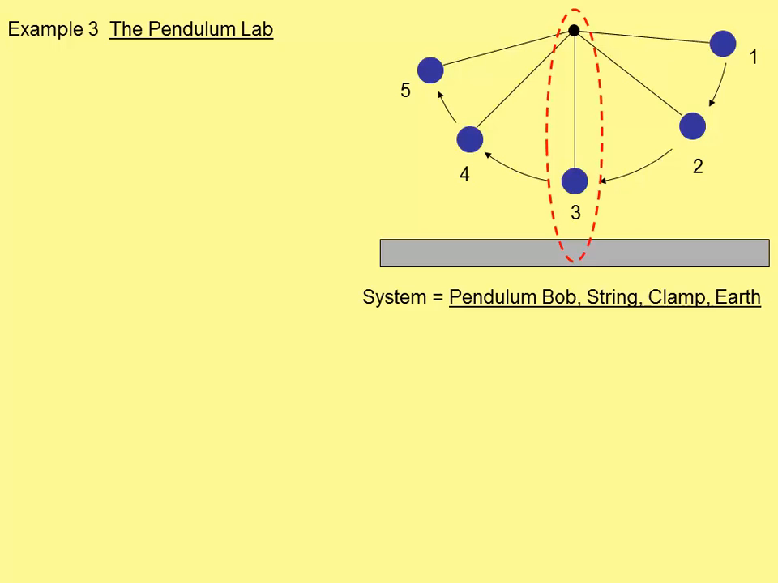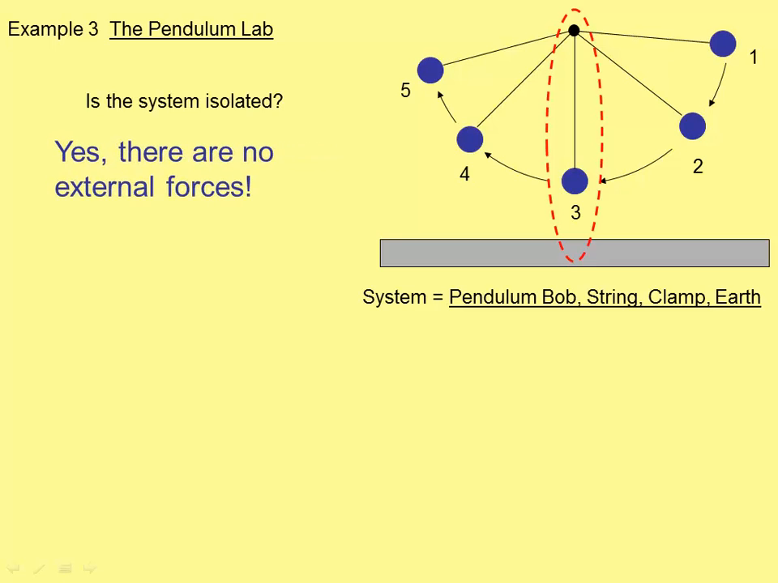Okay. So, is it isolated? Yes. The only forces are the tension in the string, which is between the string and the bob, gravity, which is between the bob and the earth, and the force between the string and the clamp, but they're all in the system. So as long as we're neglecting air resistance effects, which we generally will because it's too hard to calculate, we'll end up with all internal forces. That's why we put all of these things in the system.